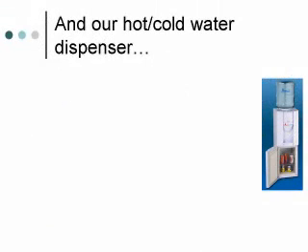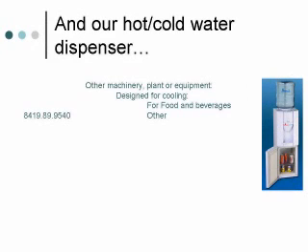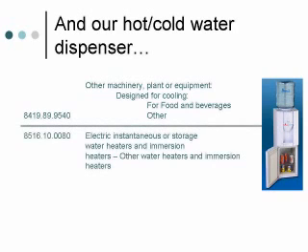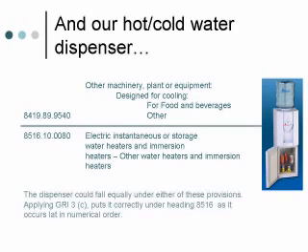The water dispenser can fall under 2 separate but equal tariff numbers. The cooling side is 8419.69.9540, and the heating side is 8516.10.0080. Each provision merits consideration. The tariff number that the dispenser is to be classified under is the one that occurs last in the tariff book, or 8516.10.0080.